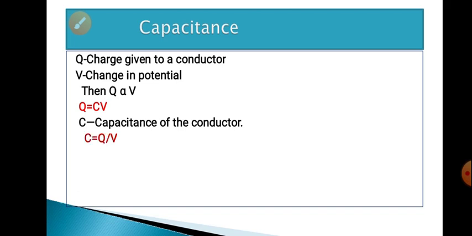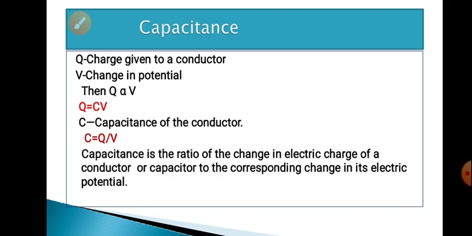Now see, this C is equal to Q by V. It is the ratio between electric charge and the rise in potential. So capacitance is the ratio of the change in electric charge of a conductor or capacitor to the corresponding change in its electric potential. So let's have an analogy.